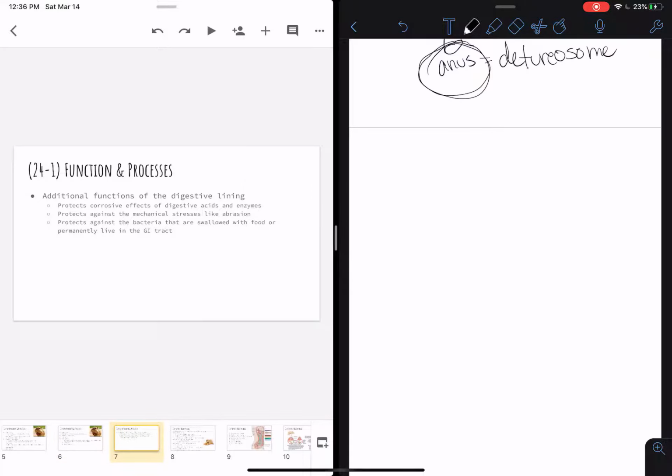So additional functions of the digestive lining. So just the lining as it's moving the foodstuffs along. It's protecting against corrosive materials. So we're thinking not only the corrosive materials you might eat that might be really acidic or really basic, but your stomach is going to provide a lot of acidic components, and that acid can really deteriorate the epithelial lining. So most of the GI tract is actually lined in a mucous membrane to help protect the epithelial lining superficial to that.